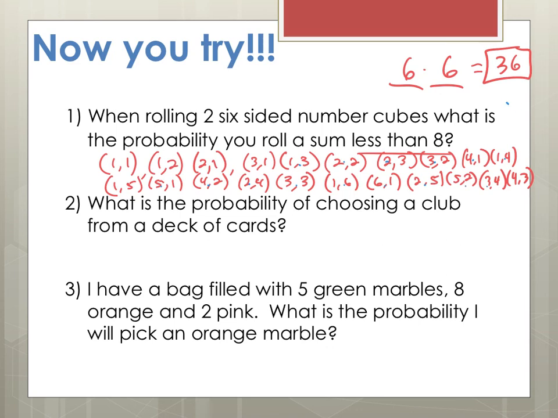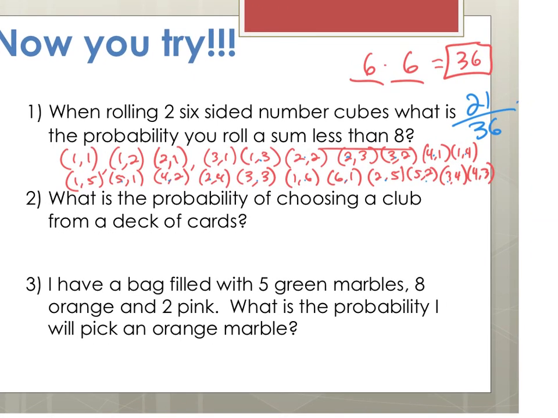So it looks like there's 21 total possible combinations to get a sum less than 8. And remember, it's out of 36. So it looks like it's a 21 out of 36 chance of that happening. Remember, we're not including the sum of 8. This is strictly less than 8. So if we reduce this, both of those are divisible by 3. If I divide 3 out from 21, I get 7. And divide 3 out from 36, I get 12. So I got a 7/12 chance of that happening.